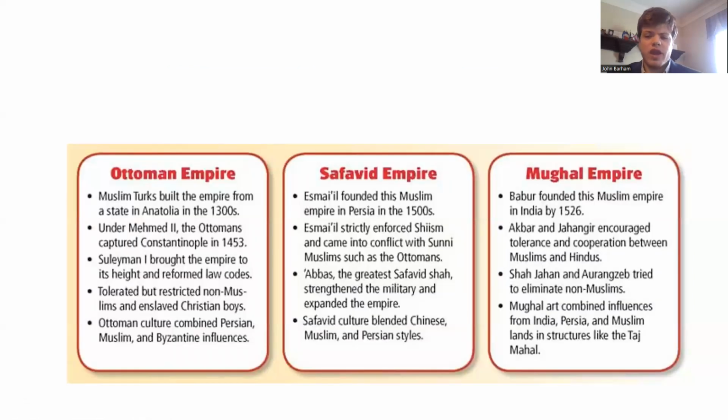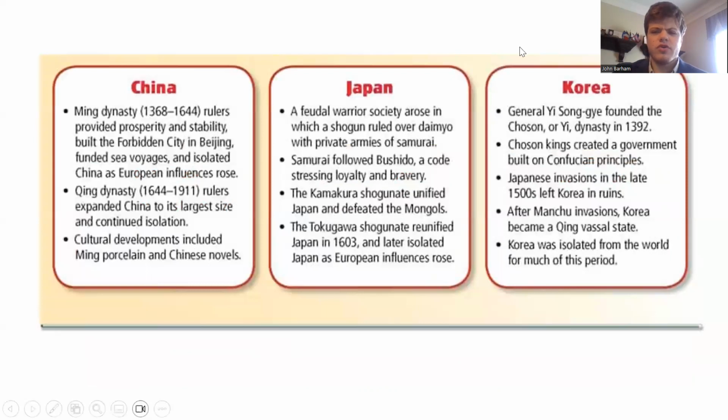So the first area that I want to talk to you about is, well, I actually think I'm going to do the other areas first. So China, Japan, Korea. We won't be discussing Korea as much, but it's good to have a general idea. So China, like I said, went through the Ming period where the rulers were ethnic Chinese. Prior to this period, China had been ruled by the Mongols in what's known as the Yuan dynasty.